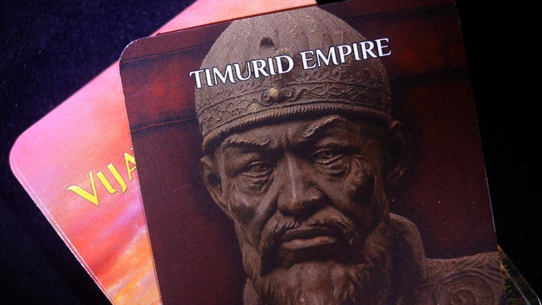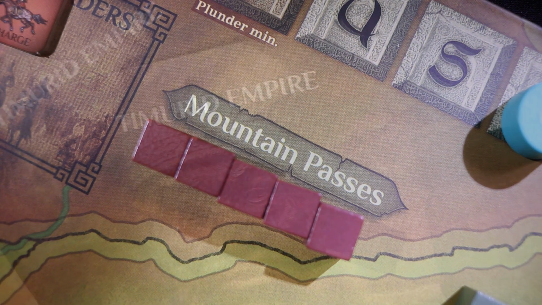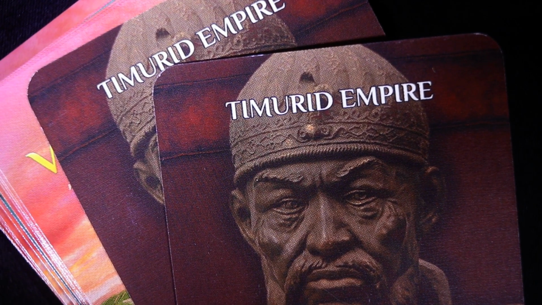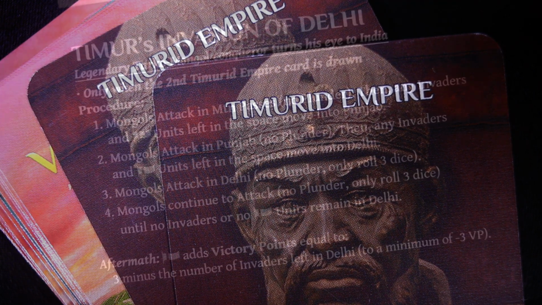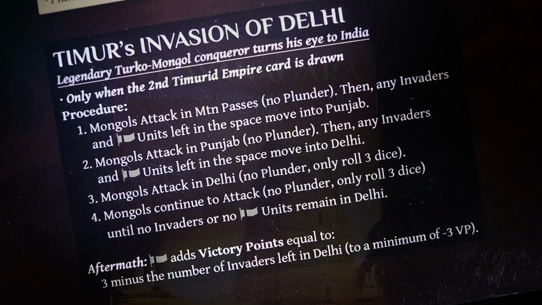When the first Timurid Empire card is drawn, place the available Mongol invaders, rounded down, in mountain passes. Then draw a new card and continue play without adjusting eligibility. When the second Timurid Empire card is drawn, start Timur's invasion of Delhi, which is explained on the Mongol Invaders Player's Aid card. The game will end and victory is determined.